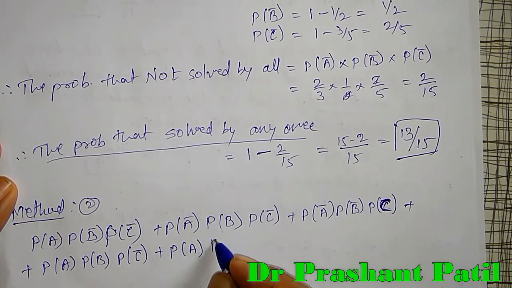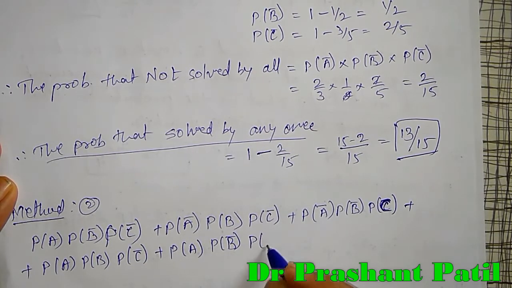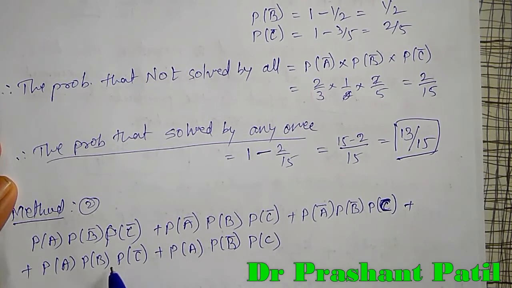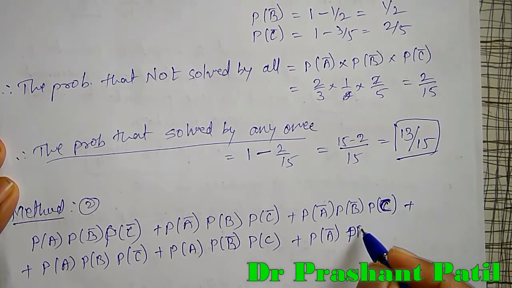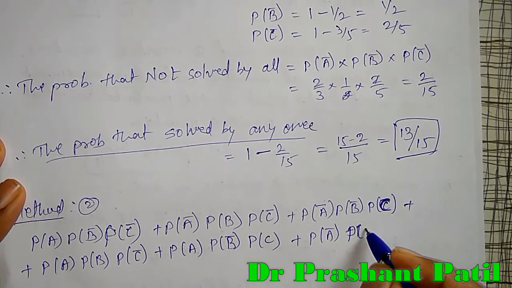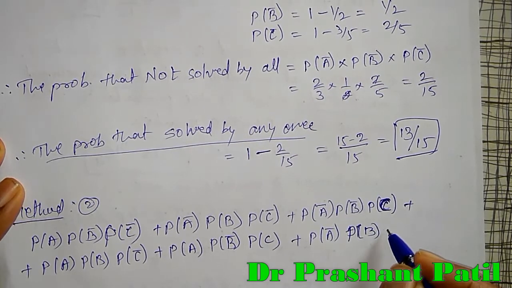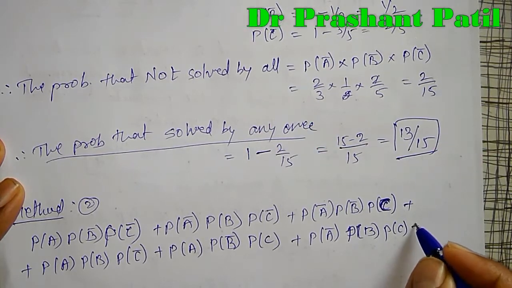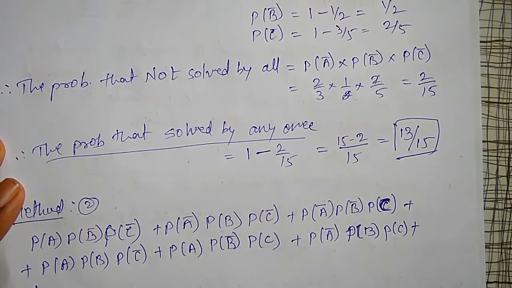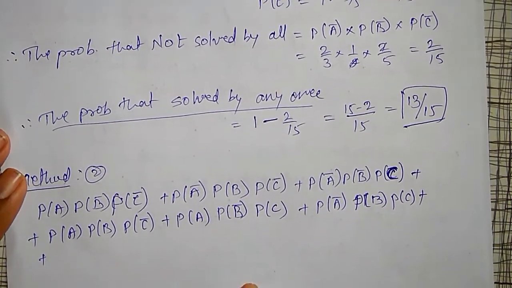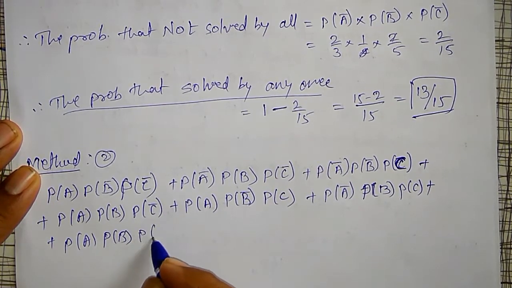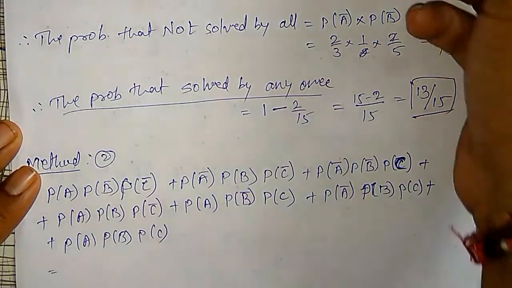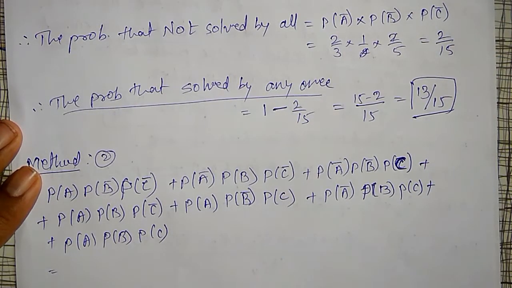Probability of solved by A, probability of not solved by B, and probability of solved by C. And probability of not solved by A, into probability of solved by B, into probability of solved by C. And finally the probability that it is solved by all of them, that is the probability of A, probability of B, probability of C. If you substitute all these values here and simplify, I am going to get the required answer here. Let me substitute and simplify directly here.